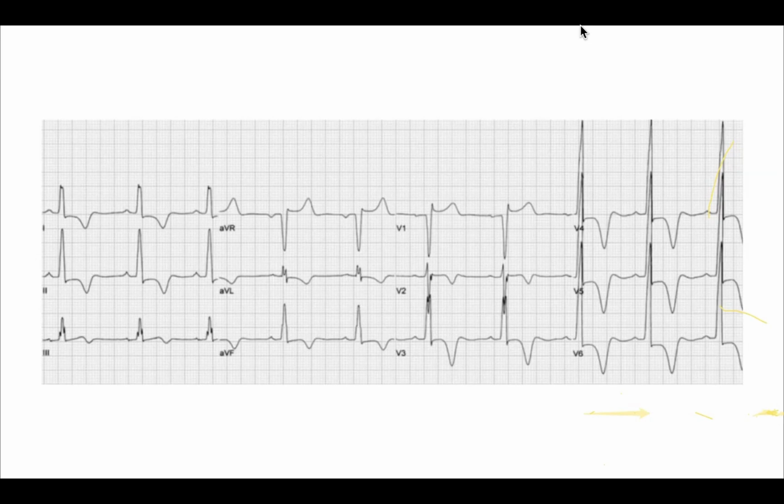So how will you answer that question? One thing is 2D echo. What is the other investigation? Now he came with syncope, so a 24-hour Holter monitoring, because we have to know whether the patient is going into NSVTs.